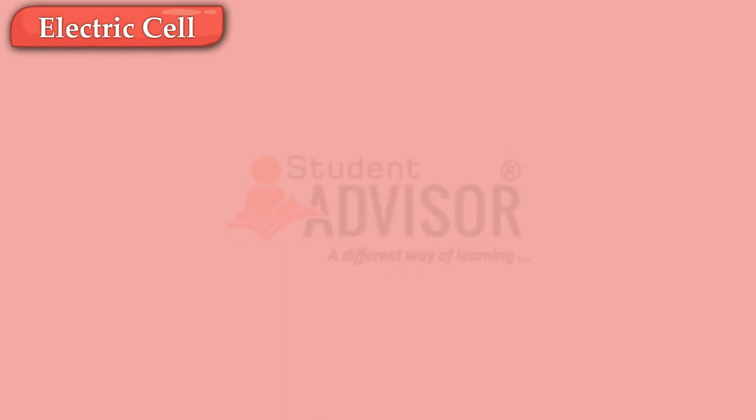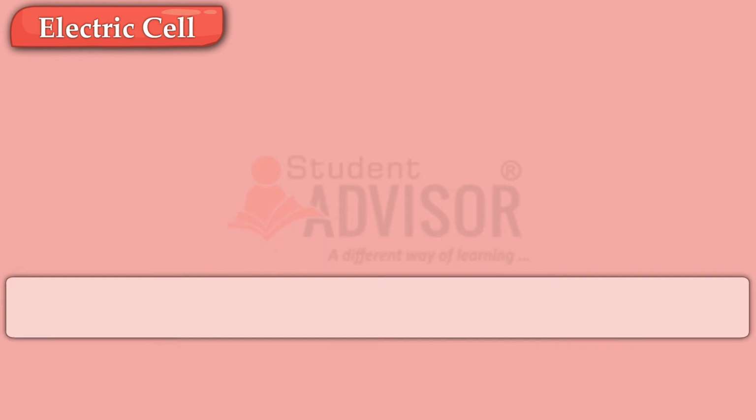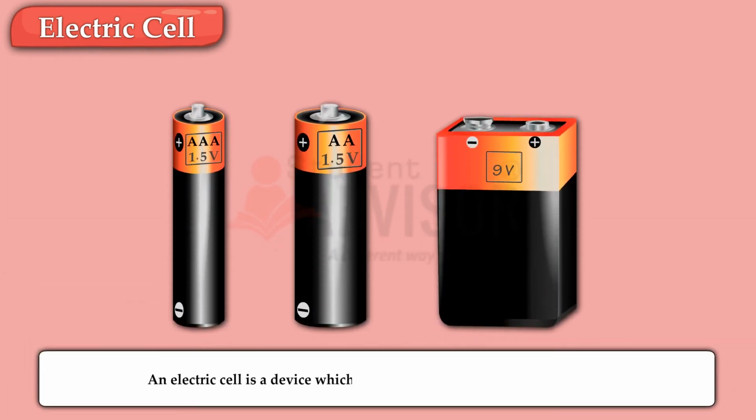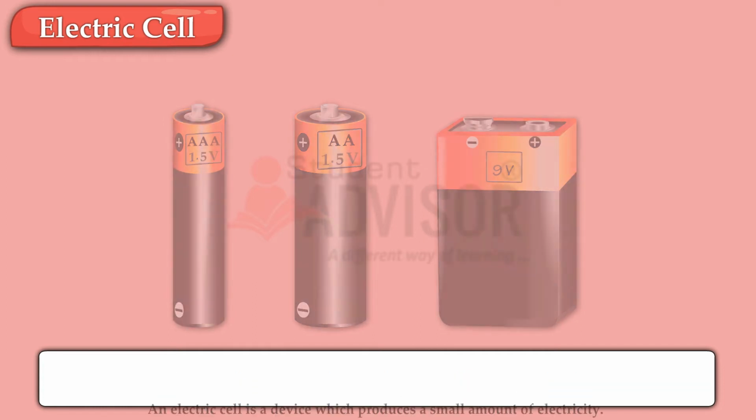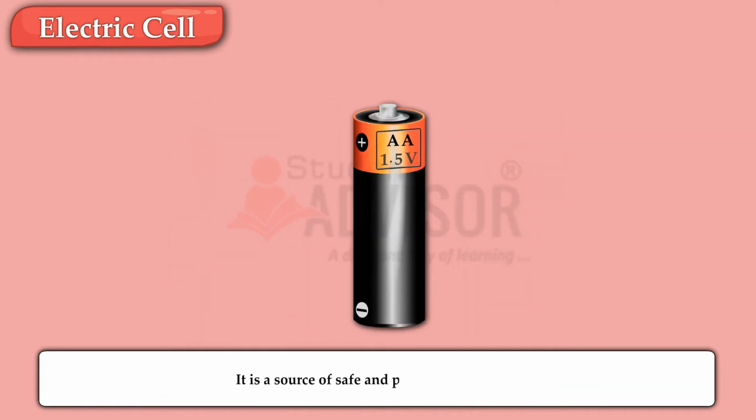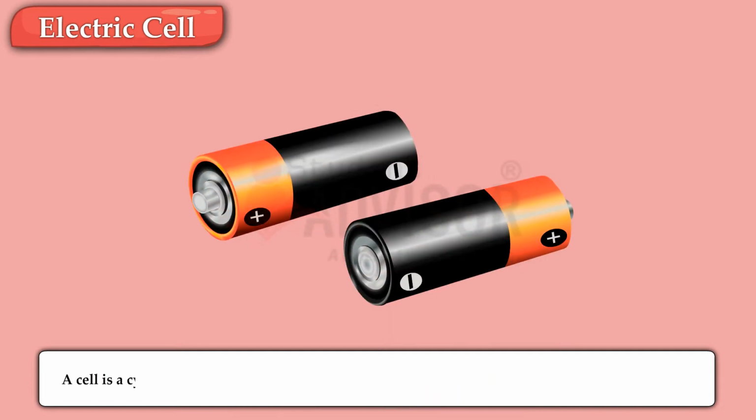Electric cell. An electric cell is a device which produces a small amount of electricity. It is a source of safe and portable electricity. A cell is a cylindrical device having a small metal cap on one side and a metal disc on the other side.